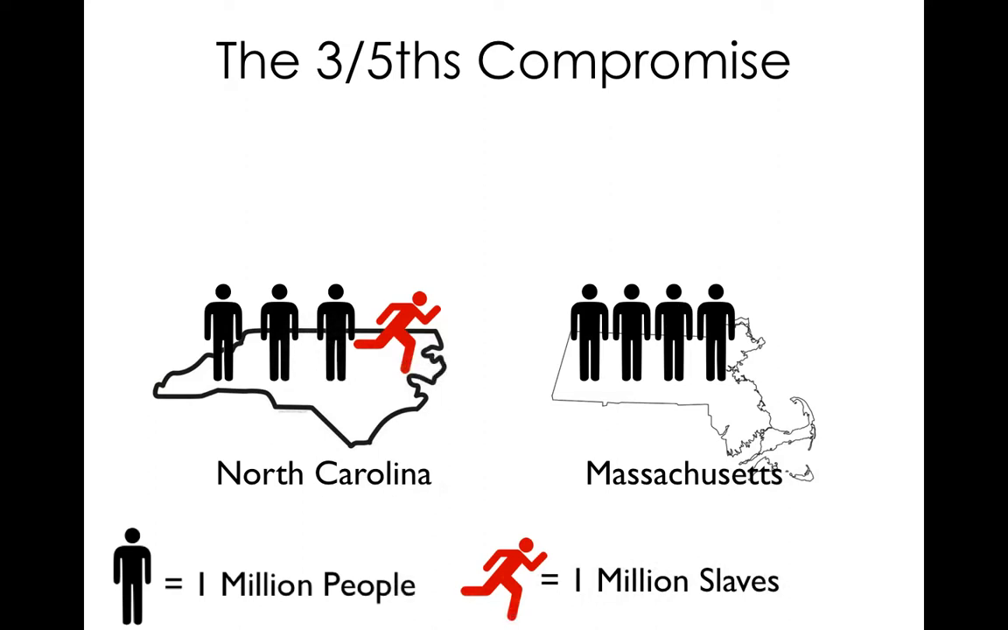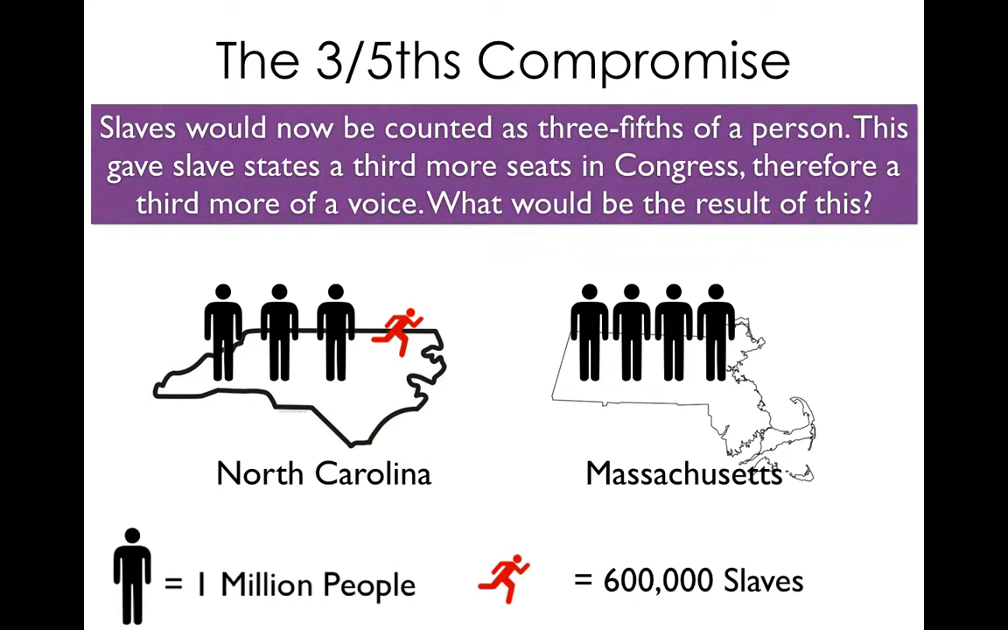But anyway, instead of counting the slaves as 1 million people, since they were not a voting population, they decided to count every 5 slaves as 3. So instead of 1 million people, they would have 600,000 slaves, but this would still more than likely give them another vote in the House of Representatives. So slaves would now be counted as 3/5 of a person. So for every 5 slaves, they would actually be counted as 3.